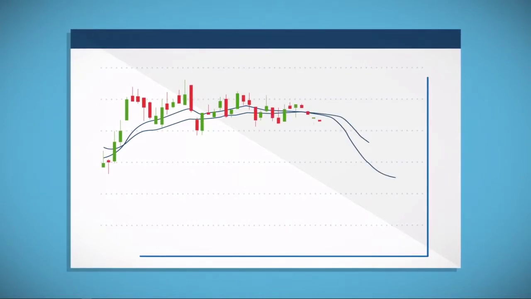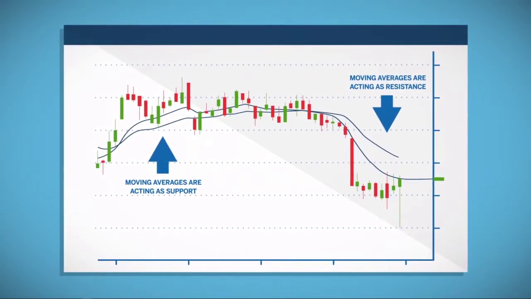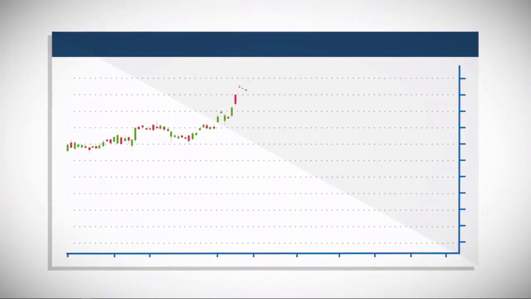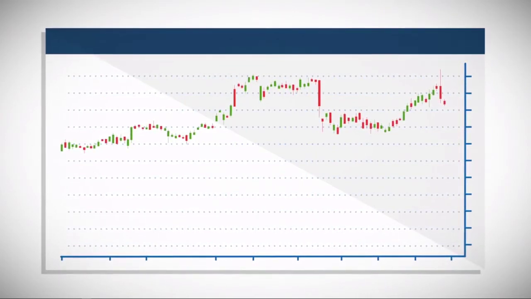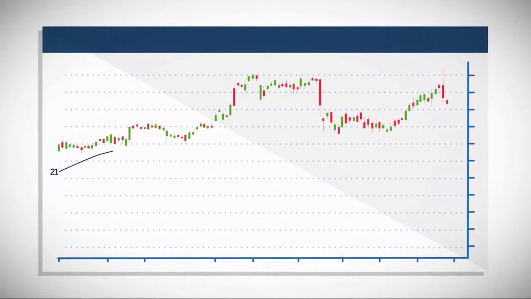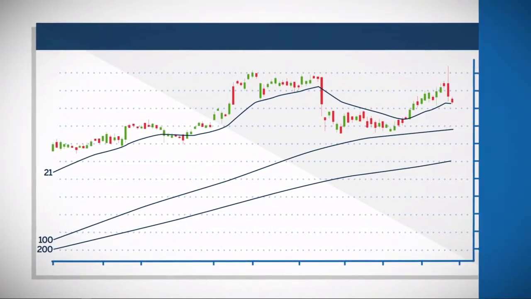Moving averages below price may form levels of support, while moving averages above price may create levels of resistance. Traders can add more than one length of moving average to visualize initial and deeper levels of support and resistance. For example, a trader might add the 21, 100, and 200 period exponential moving averages to their charts.